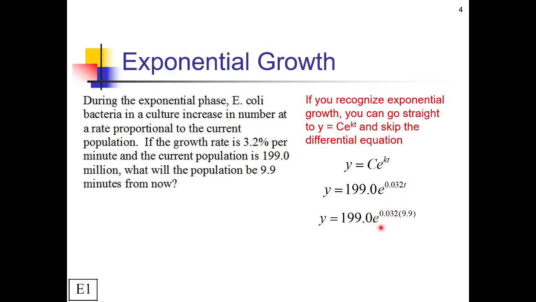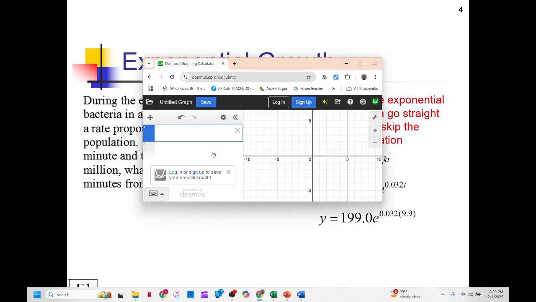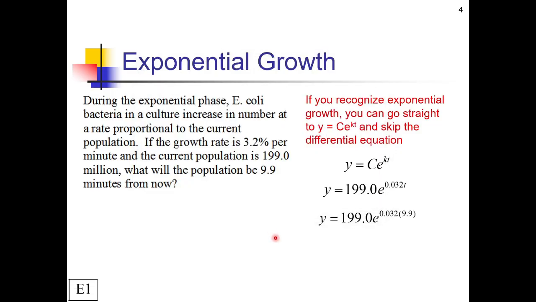So there's what I'm ultimately going to be plugging in my calculator. And now let me go to the calculator. So here we are on Desmos. Let's do 199.0 e, and then the exponent button. And we're going to have 0.032 times parentheses 9.9. And let's see what that gives us. We've got 273.173 if we round that off. And that's going to be in units of millions of bacteria.